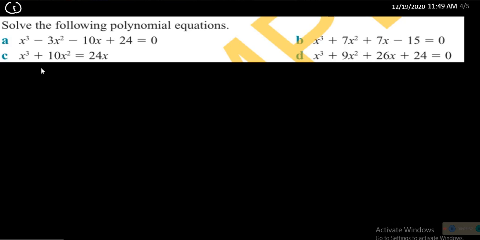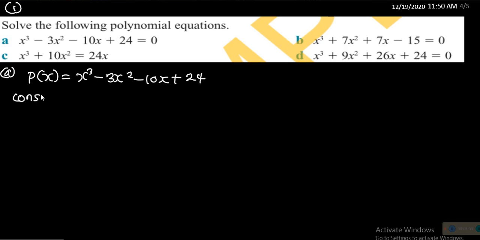Okay, so let us go through the very known steps that you have done. A. P of x equals x raised to power 3 minus 3x squared minus 10x plus 24. Now, remember from the factor theorem, if you want to factorize, you take the constant, which is plus 24, and then you find the factors of plus 24.